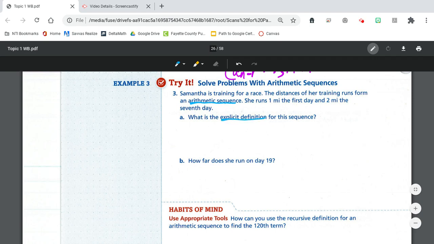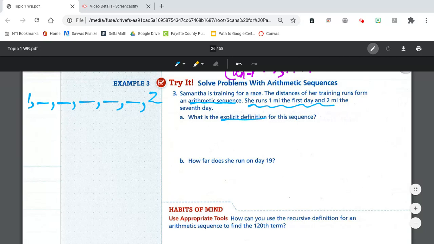definition. Okay, so let me think about how far Samantha runs. So on the first day, she runs 1 mile. The second day, we don't know. The third day, fourth, fifth, sixth, all I don't know. And then on the 7th day, she runs 2 miles. 1, 2, 3, 4, 5, 6, 7. Okay, so that's 7 terms. We need to know the explicit definition for the sequence.